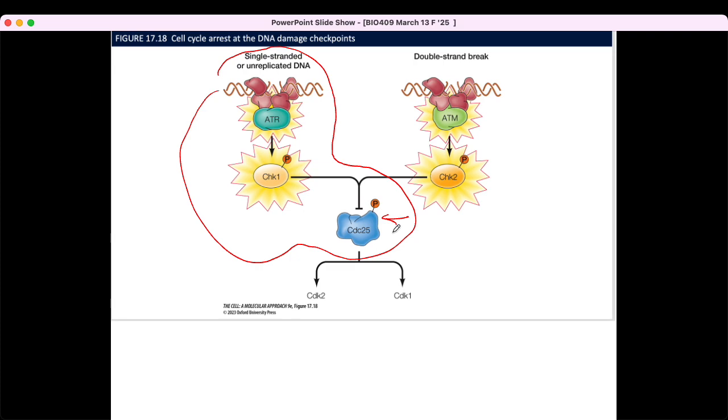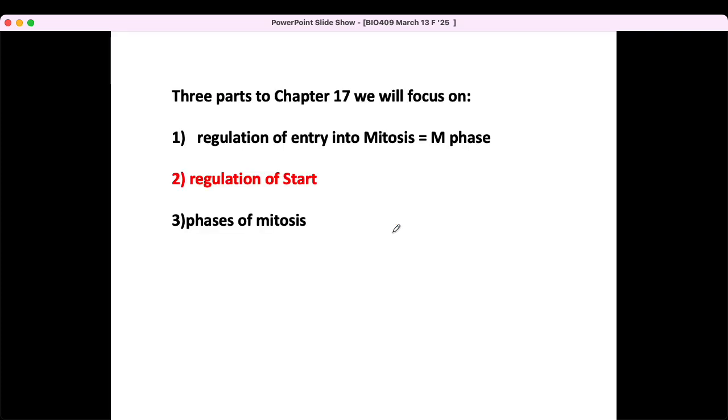CDC25 stays stopped until the DNA damage is corrected, the phosphate's removed, and then CDC25 removes the inhibitory phosphates from CDK1, and we're in mitosis. That's the switch, total switch. Nice. And that's why we went there. It's because it's a nice, satisfying switch with cyclin and CDK1, cyclin B and CDK1.